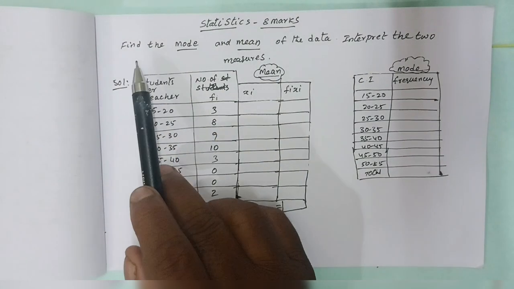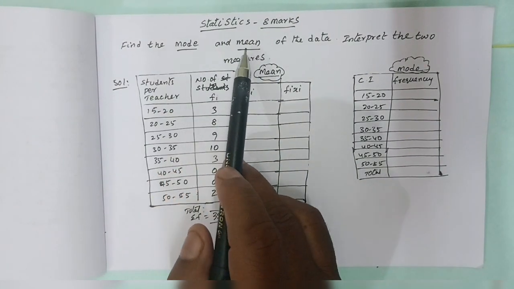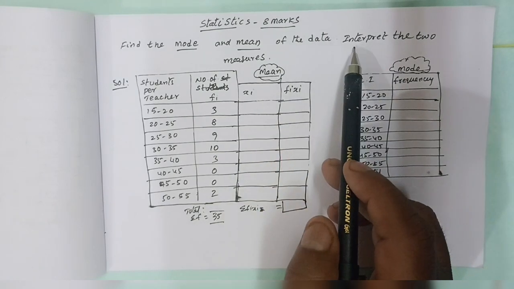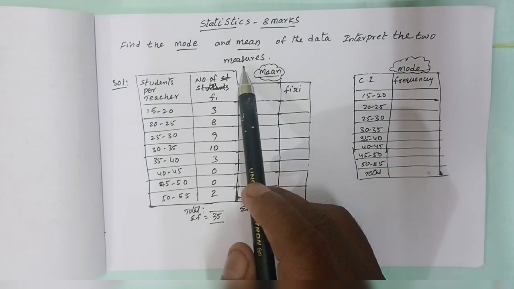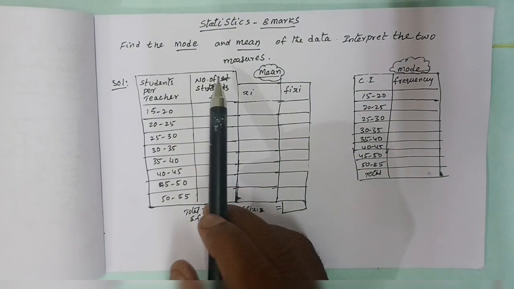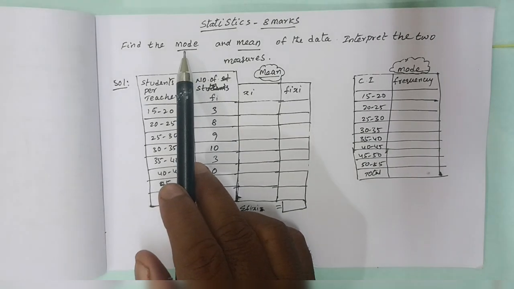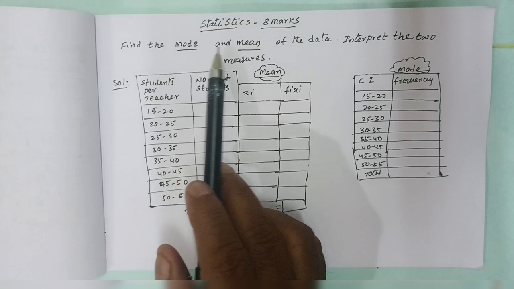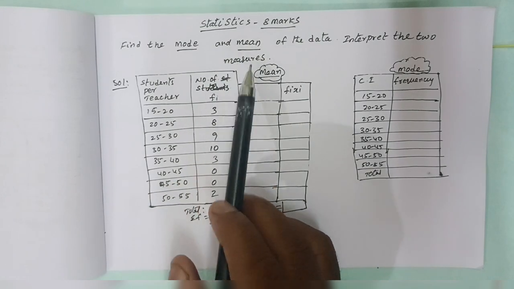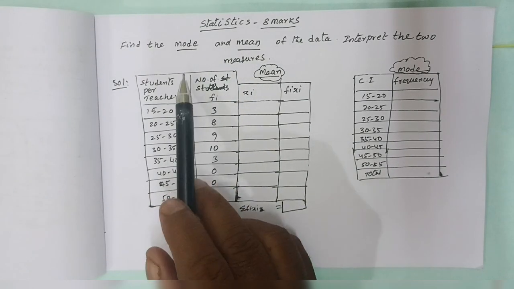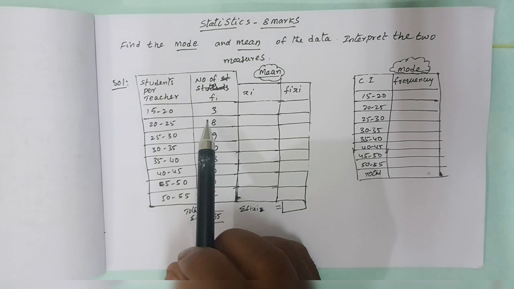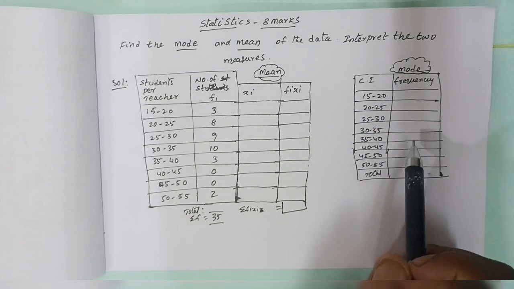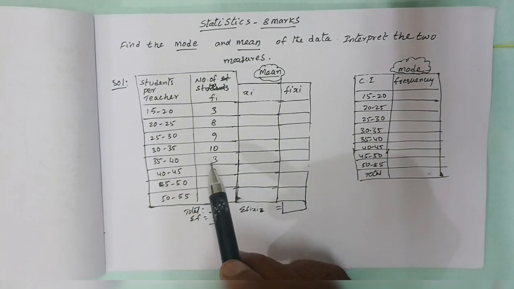Statistics, 8 marks. Find the mode and mean of the data. Interpret the two measures. Here he asked mode and mean. Two sums in this problem: mode here and mean here, two parts.